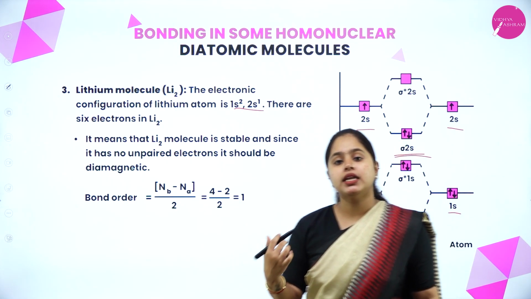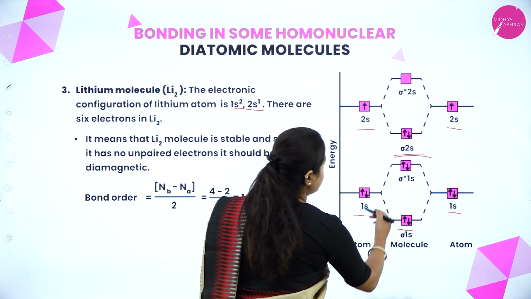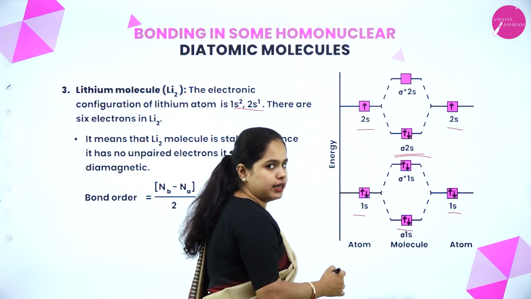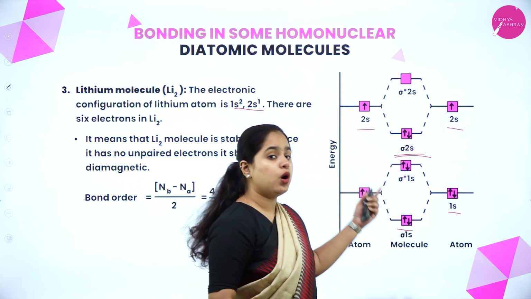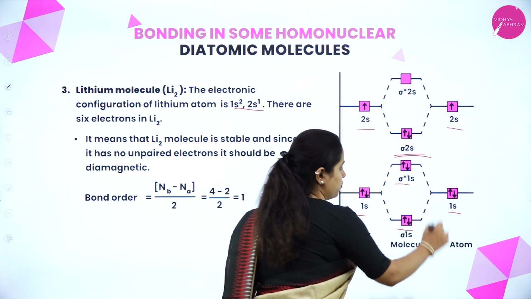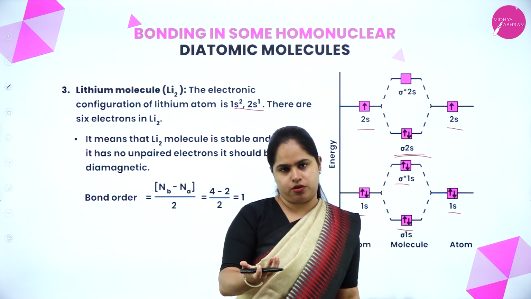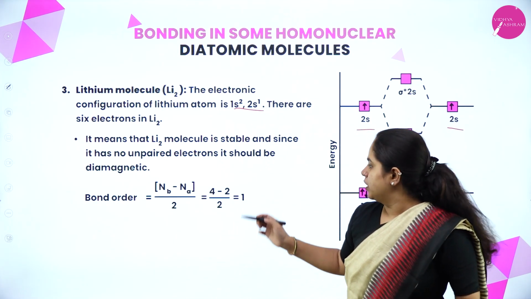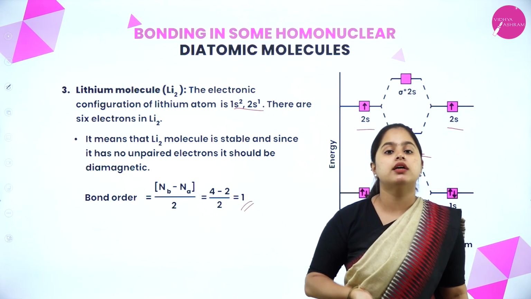So how many bonding molecular orbital electrons are here? It is 1, 2 and 3, 4, right? Yes, so half of 4 minus... Now how many anti-bonding molecular orbital electrons are there? Yes, that is 2. In the sigma star 1s there are 2, and sigma star 2s has no electrons, right? So it is 2. So 4 minus 2 is 2, 2 divided by 2 is 1. So the bond order is equal to 1.